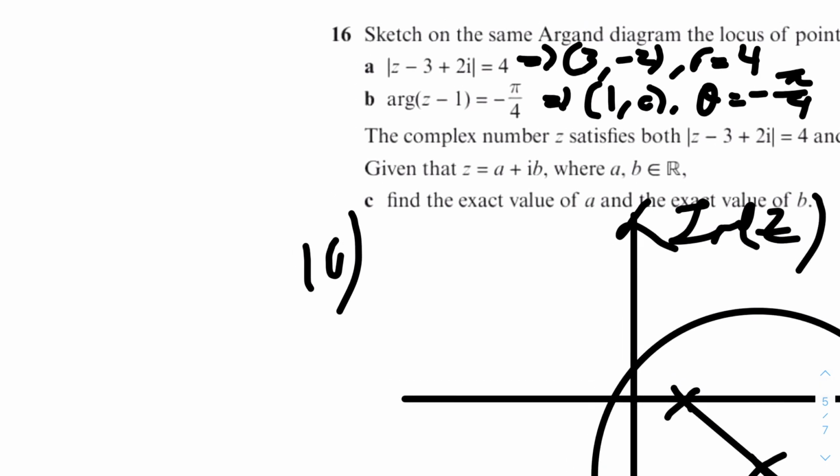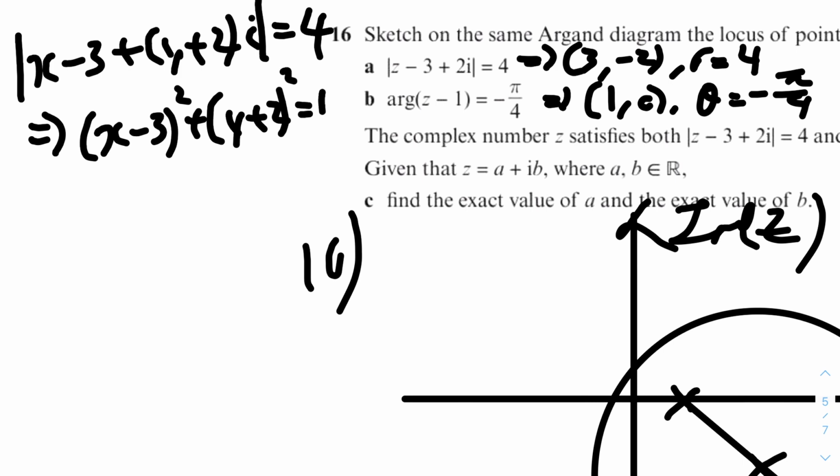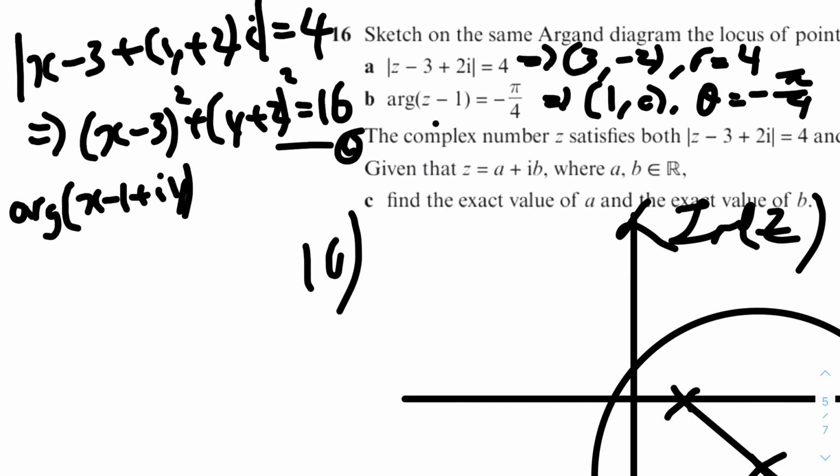So the first equation will be the modulus of (x minus 3) plus (y plus 2)i equals 4. Because what I did was that I just substituted z by x plus iy and collected like terms. And therefore the Cartesian equation will be (x minus 3) squared plus (y plus 2) squared equals 16, like so, the first one. And the second one, it will be x plus iy as well. So it will be the argument of (x minus 1) plus iy equals minus pi over 4. And therefore this gets us y over x minus 1 equals tan of minus pi over 4.